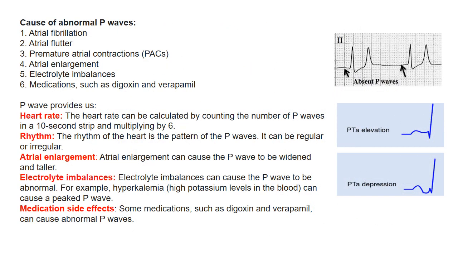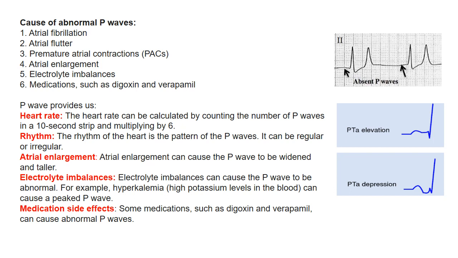Cause of abnormal P waves. 1. Atrial fibrillation. 2. Atrial flutter. 3. Premature atrial contractions, PAC. 4. Atrial enlargement. 5. Electrolyte imbalances. 6. Medications, such as digoxin and verapamil.